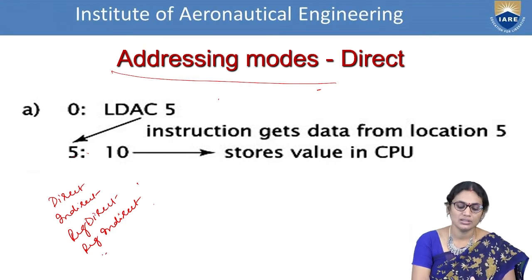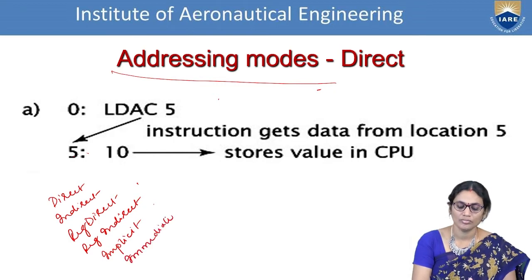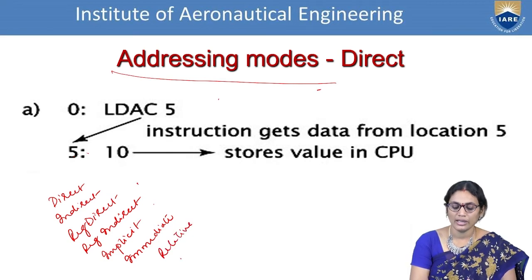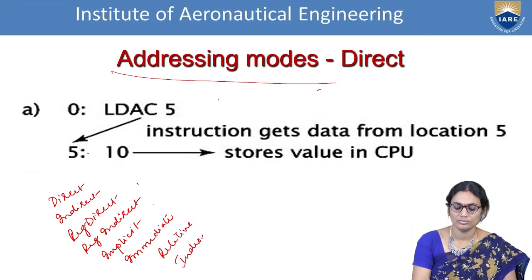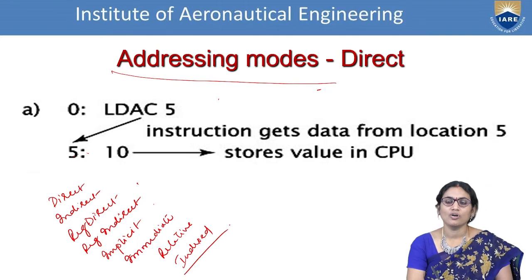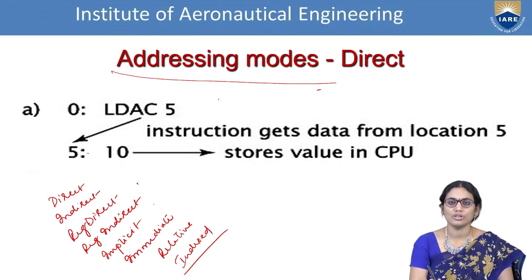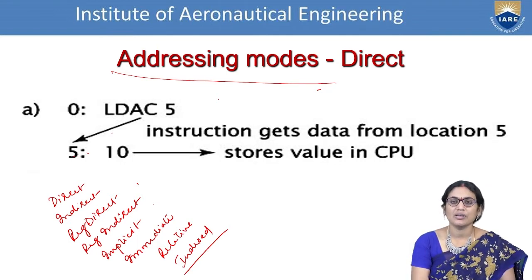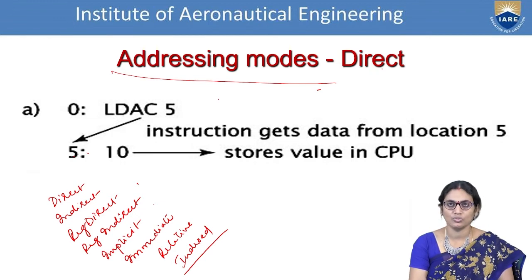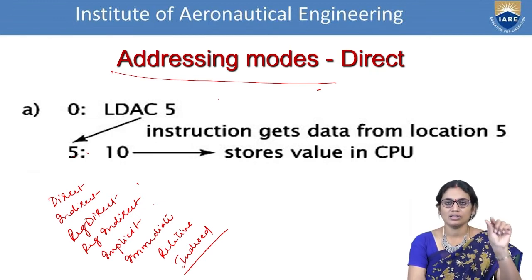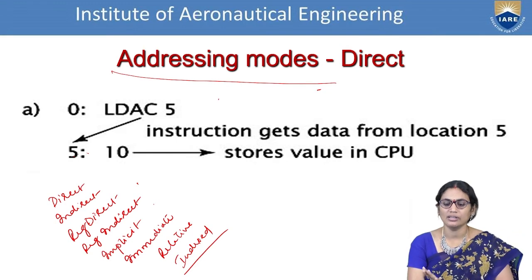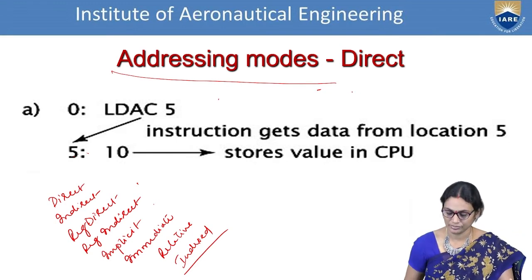The next ones are implicit addressing mode, immediate addressing mode, relative addressing mode, and indexed addressing mode. So these are the forms of addressing modes which you are going to see for now. First we started with the direct addressing mode, where the address is specified and from there you are fetching the data. So this is direct specification.